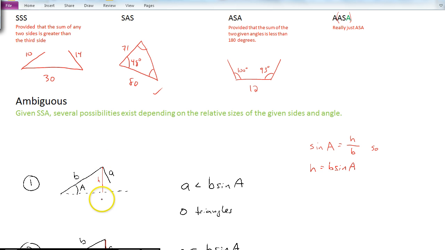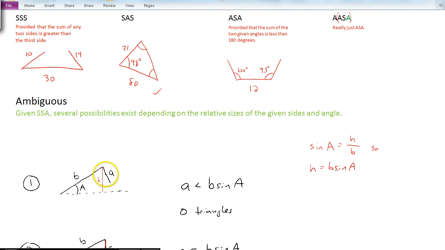And in this case, I've drawn this vertical height here, marked as length h, not part of the triangle, just for my reference. Because if side A is not long enough to get to the dotted line, which is the place where a third side would go, if it's not long enough to reach that dotted line, then we can't make a triangle. So side h here is a perpendicular, so it's the shortest distance from this vertex down to where we could make another side.